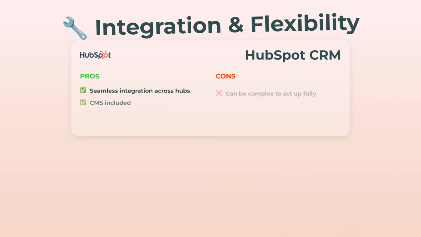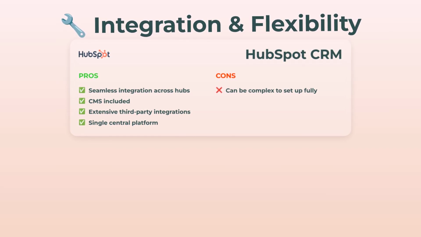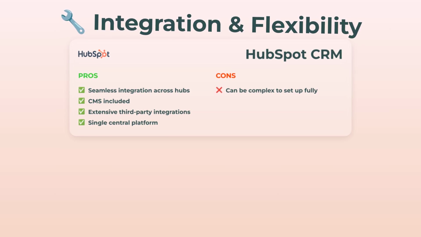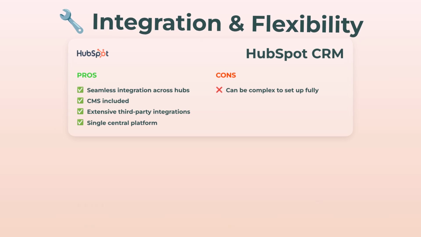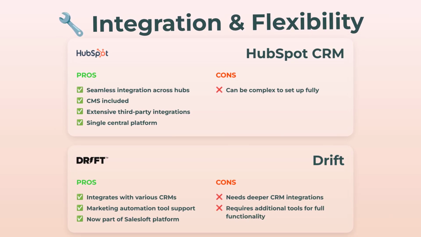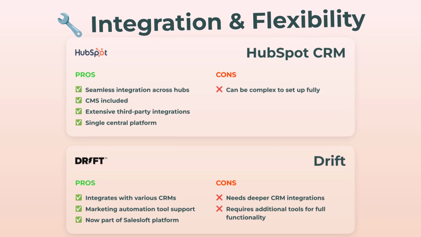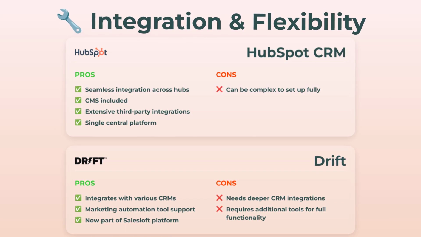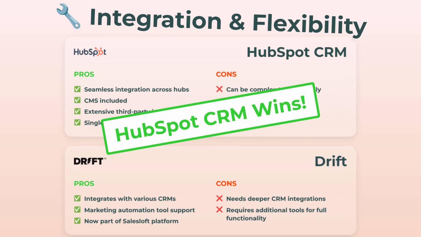Jumping into integration and flexibility. HubSpot is all about seamless setups: marketing, sales, CMS, and even a big list of third-party integrations, all swirling together in one central place. You want a single platform? HubSpot's your gal. But it can get kinda complex if you want to unlock everything. Drift can connect with other CRMs and automate marketing tools. Plus, it's now rolling with SalesLoft. Still, if you want deep CRM magic, you'll need to plug in more stuff. Overall, HubSpot's wider integrations give it the edge.